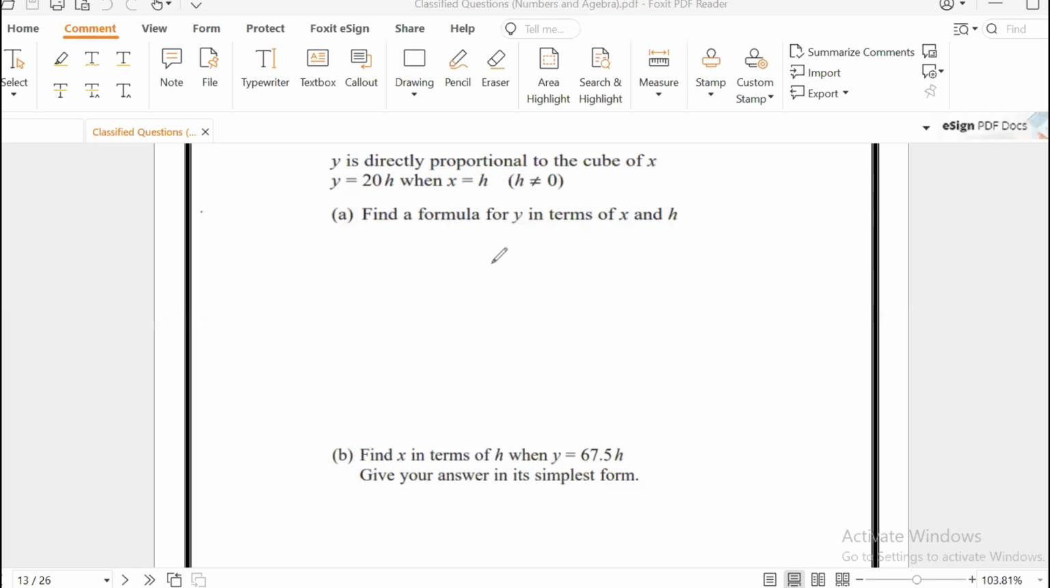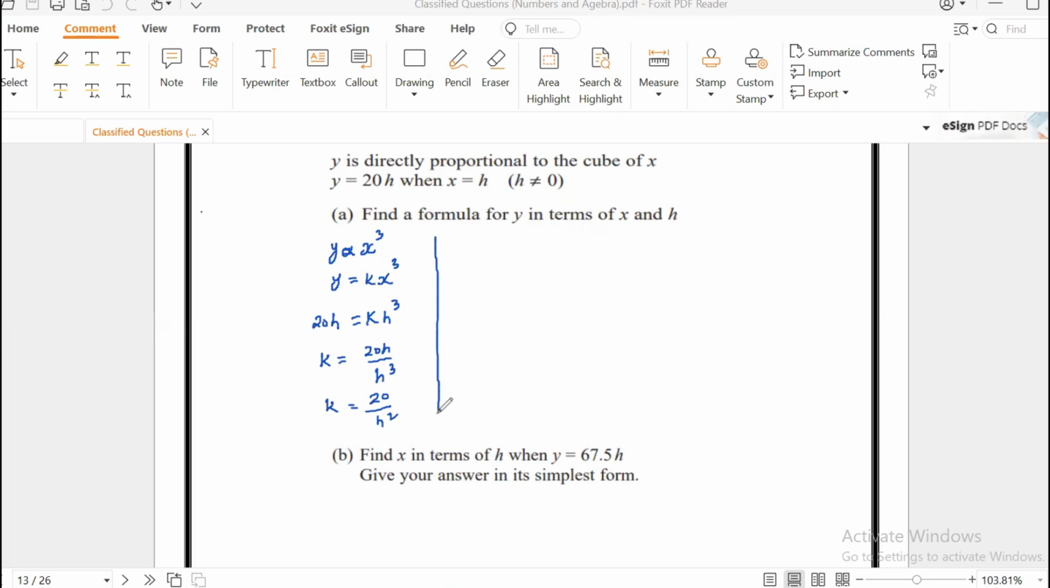Next question, we have y is directly proportional to the cube of x, where y is equal to 20h when x equals h. So find the formula for y in terms of x and h. First thing we will write in mathematical form: y is directly proportional to x cube, and then y is equal to kx cube. After this, we know y equals 20h, so replace the value of y with 20h and x equals h, so we can say here h cube. In this way, we can find the k value, which is equal to 20h over h cube. That means k is equal to 20 over h square.